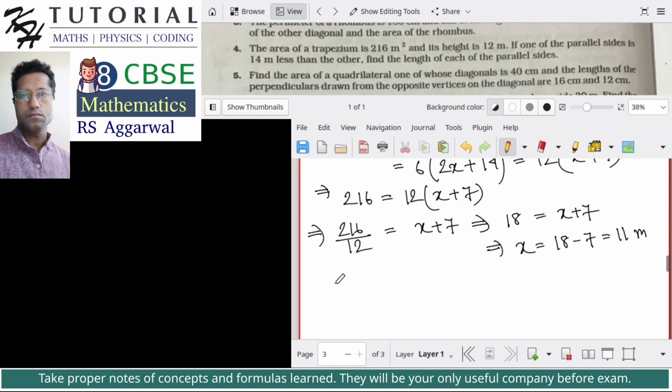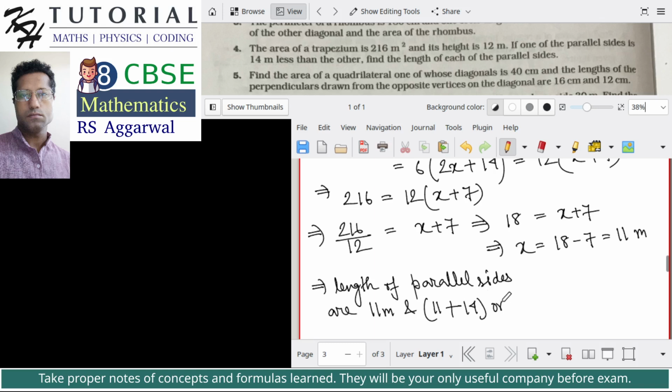So this will imply the length of parallel sides are x, which is 11 meter, and 11 meter plus 14, or 25 meter. So 11 meter and 25 meter are the lengths of the parallel sides. Let me quickly check if the answer is correct or not. It is correct.